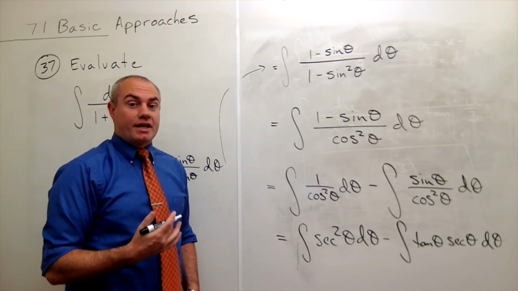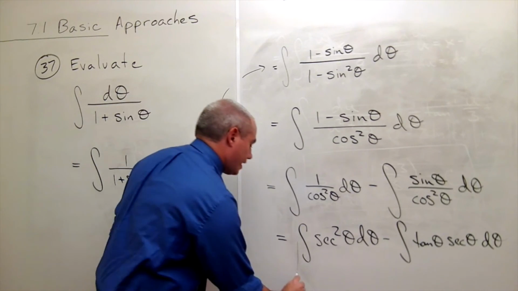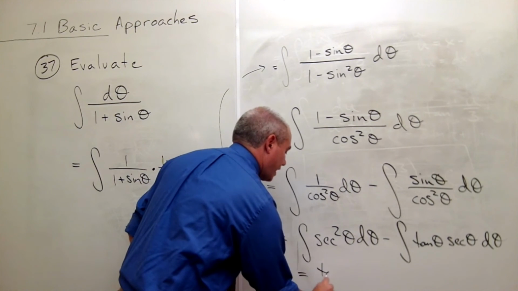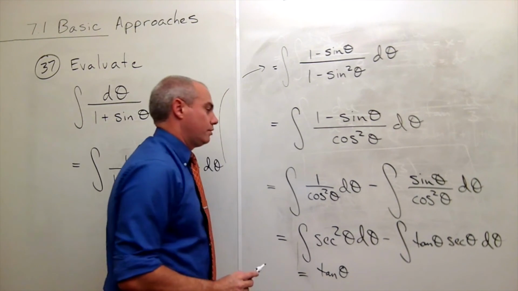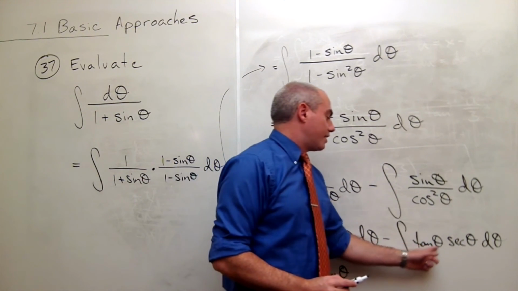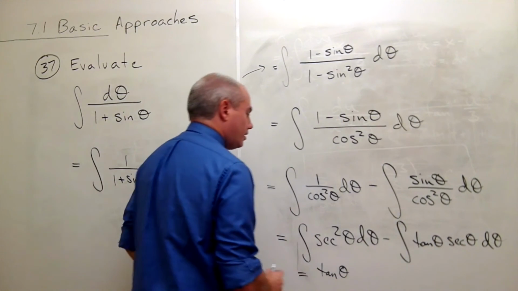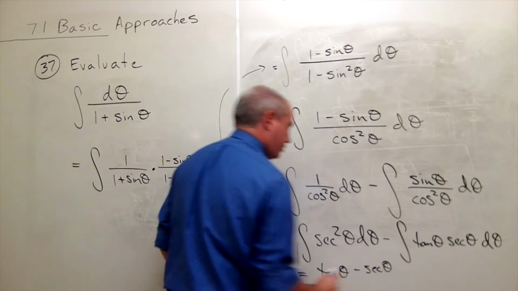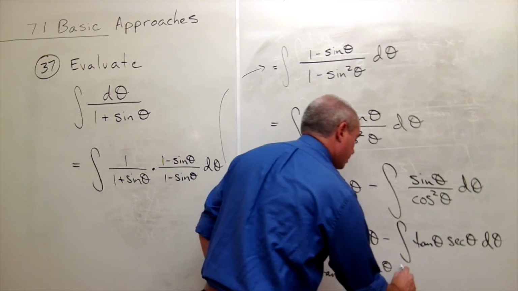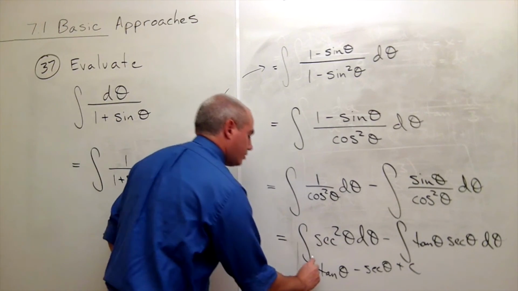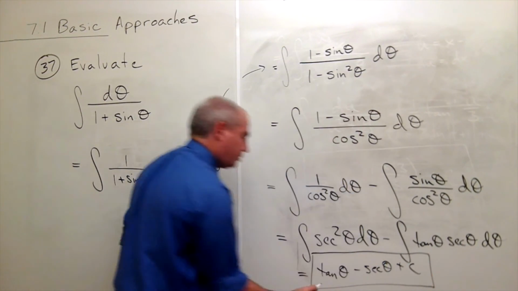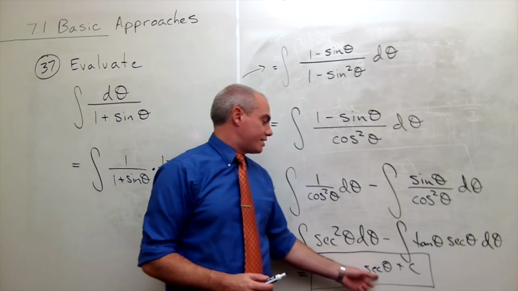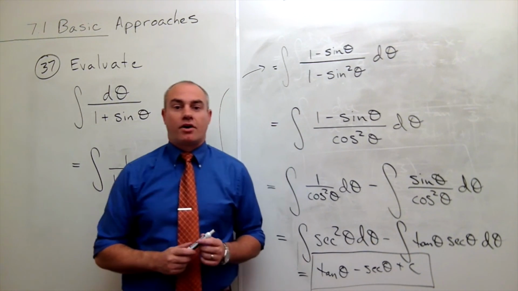Now I'm ready to take an antiderivative. The antiderivative of secant squared of theta is tangent theta. The antiderivative of tangent theta secant theta is just secant theta, and then I need a constant. So the answer here is tangent theta minus secant theta plus a constant c.